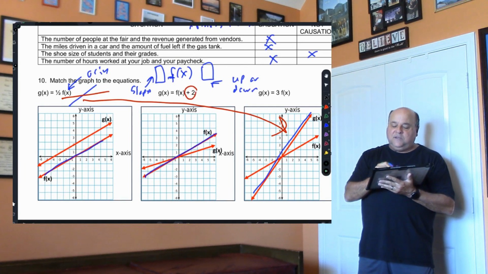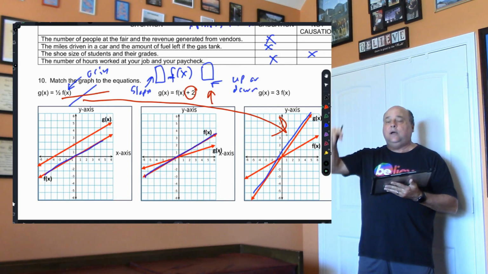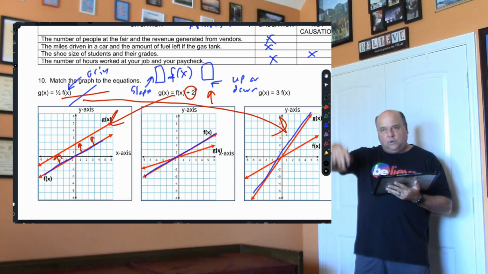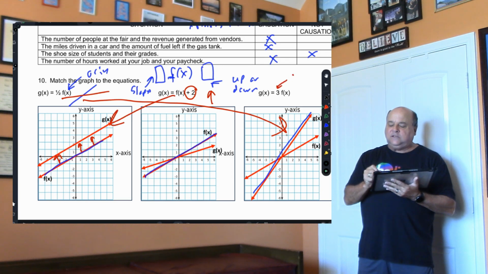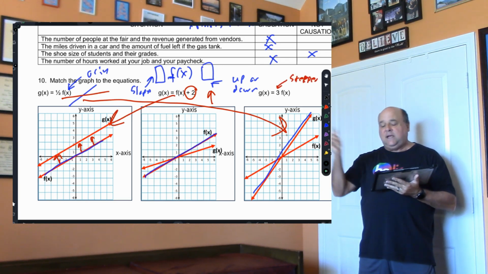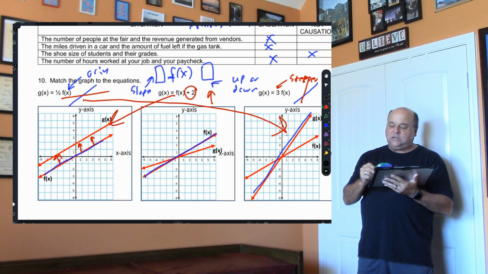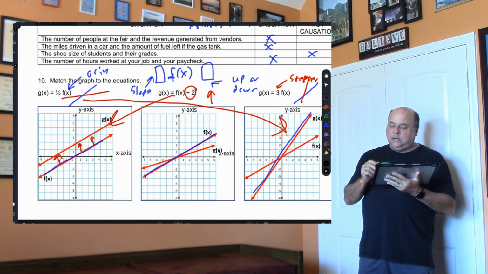The next one, this plus 2 is going to move the line up 2. Do y'all see how this was moved up 2? This one goes to here, okay? Just move it up 2. This one right here is going to make it steeper. Okay, the 3 is going to make it steeper, so if I have my original line, my new line is going to be steeper. Which one looks like that?